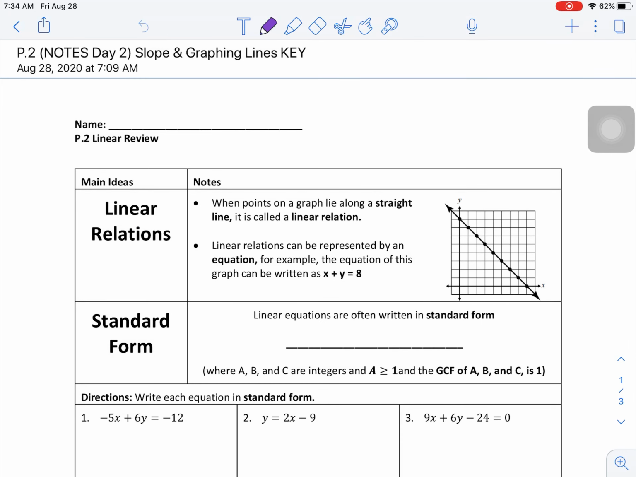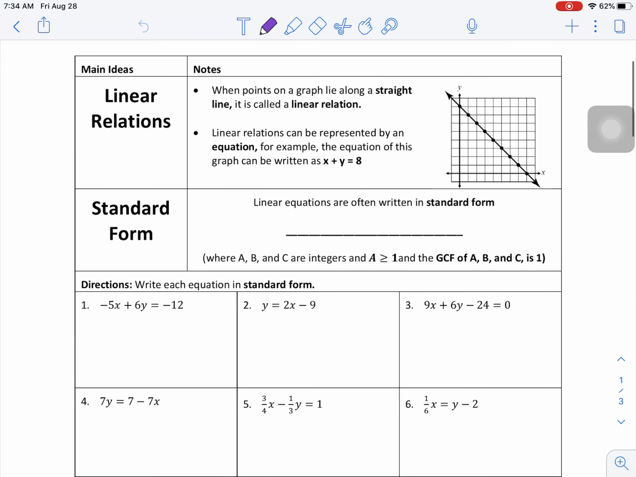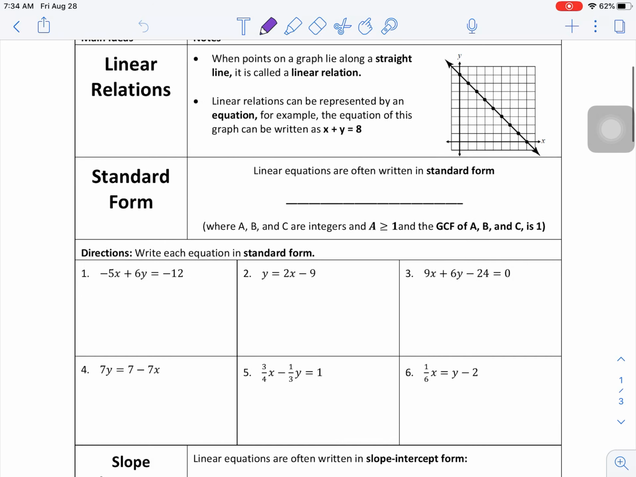Alright guys, so today's notes are all about slope again, and then we're also going to use that slope to then graph. Okay, so linear relations. When points on a graph lie along a straight line, it is called a linear relation. Linear relations can be represented by an equation. For example, the equation of this graph on the right can be written as x plus y equals 8.